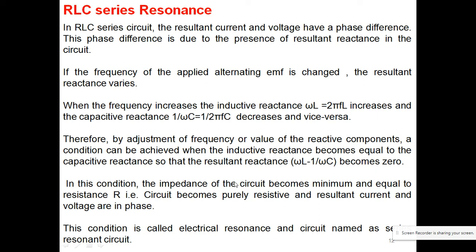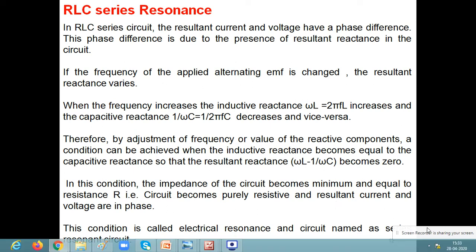In this condition, if this becomes equal to zero, our impedance becomes equal to R, which is nothing but the resistance. It means the circuit becomes purely resistive, and the resultant current and voltage are in phase.